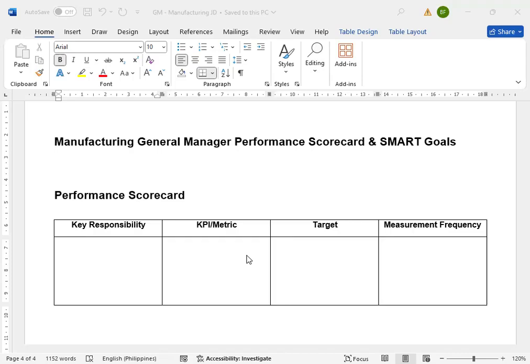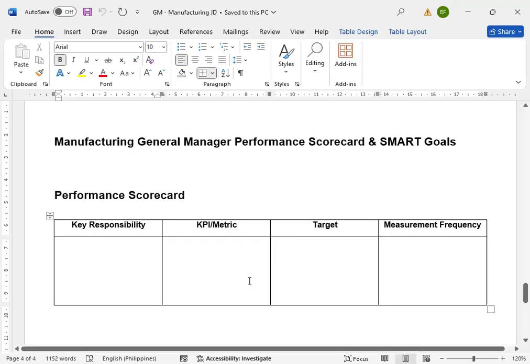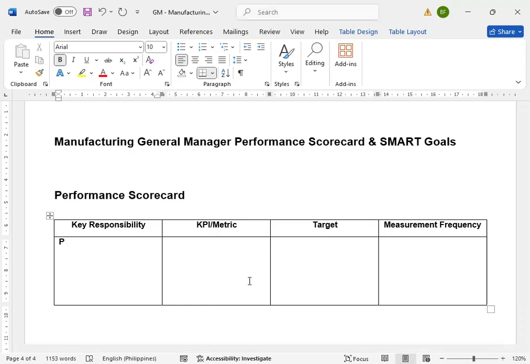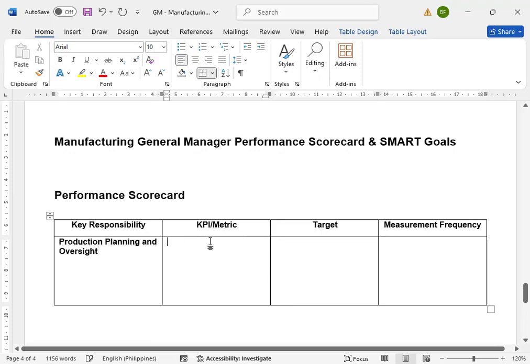So there are several key responsibilities that I'm going to give you a sample of, and one of them is production planning and oversight. So let me start by typing this key responsibility. One is production planning and oversight. Okay, so what is the KPI or metric for this key responsibility?